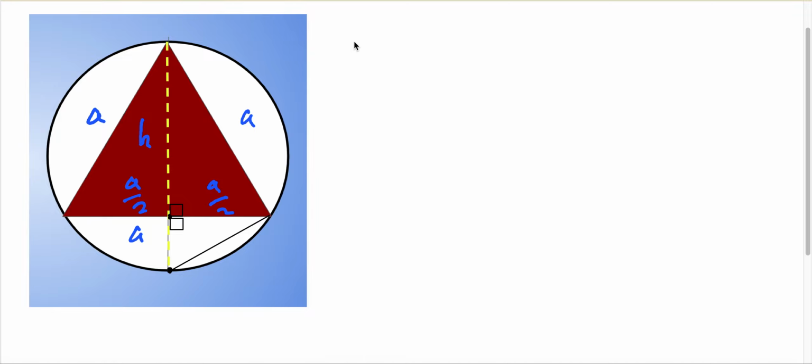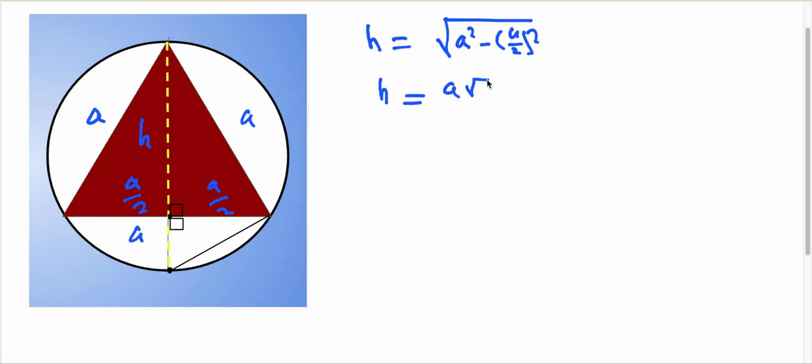We already know, if we are using the Pythagorean theorem here, H is equal to the square root of A squared minus... Let me go back here. A squared minus A divided by 2 squared. When we are simplifying, H is equal to A square root of 3 divided by 2.